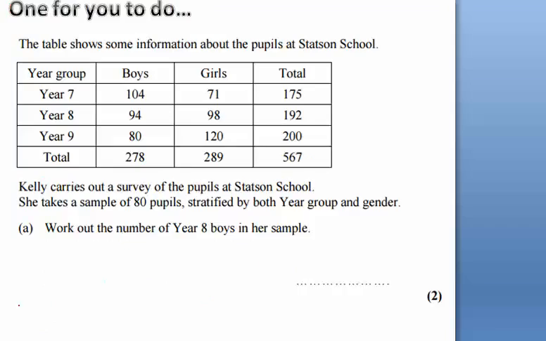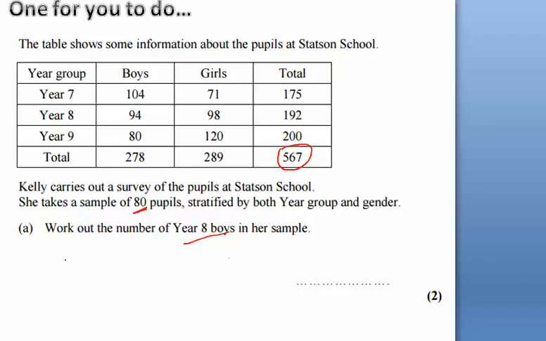Here is one for you to try. Press pause and have a go. Right, in this question here, we want to find out a sample size of 80. We've got the total population here, notice that boys and girls make the total, so we don't need to add these up. We want to find out the number of year 8 boys.